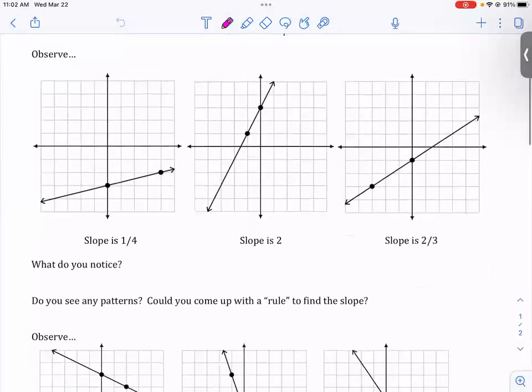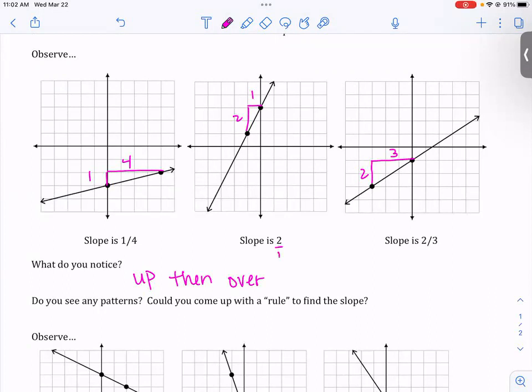Okay, so you're saying go up, then over. So if we go up 1 and then over 4, we get to the next point. Over here, if we go up 2 and then over 3, we get to the next point. What about 2? I go up 2 and then over how many? Oh, okay, up 2 and then over 1, because that's like 2/1.